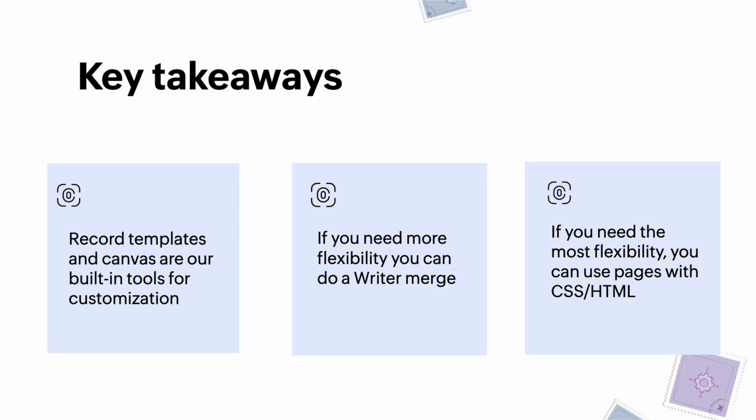Yeah, so key takeaways. Record template and Canvas are your built-in tools for general exporting and getting things out of the system. And then if you need more flexibility, you've got your Writer merge. Also, I didn't say it on here, but if you want to automatically get items out of Creator and store them as a PDF on another system, Writer handles that. And then if you need a lot of flexibility with pre-built data that's in your system, again, leveraging those page variables and page scripts in HTML, you can use the built-in page export option to get it out of Creator that way.